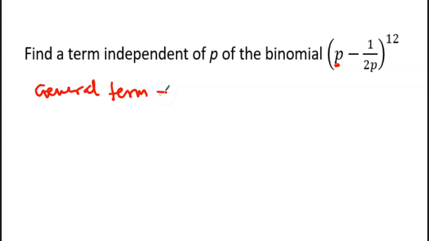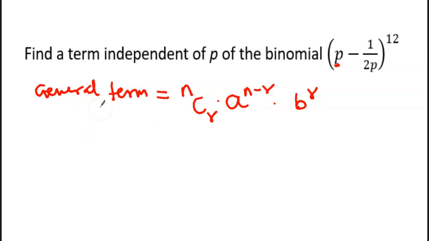So the general term is n combination r times a to the power n minus r times b to the power r. Where a is the first term of the binomial, b stands for the second term of the binomial, n is the number of terms. Of course, r is the specific term that we'll be dealing with. In this case, we don't know the specific term that we are dealing with. That's why it is important to put all the variables together so that we can find our r.